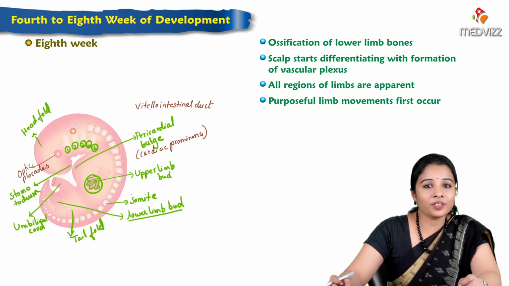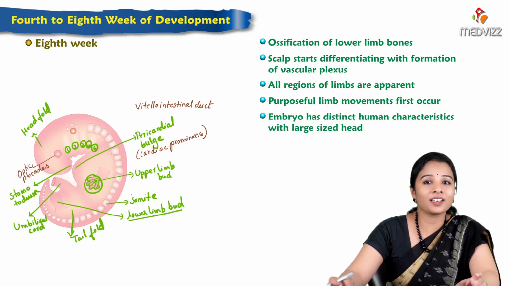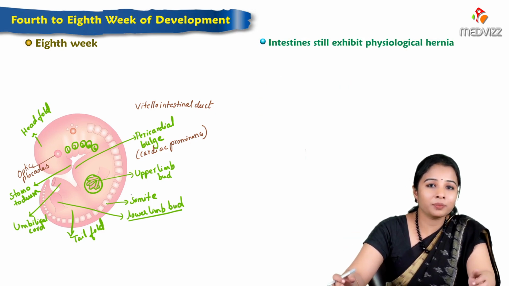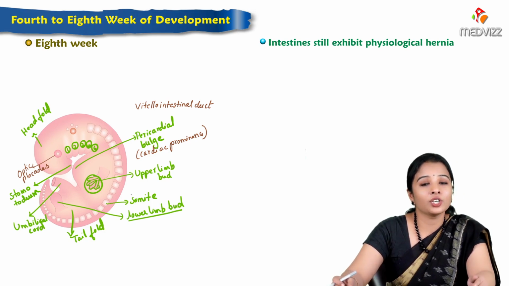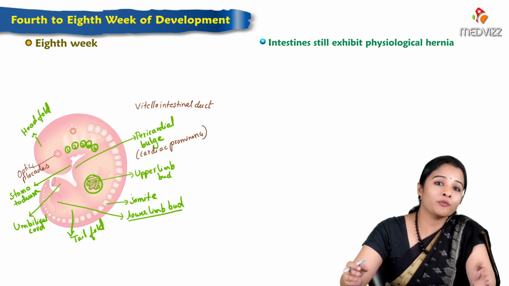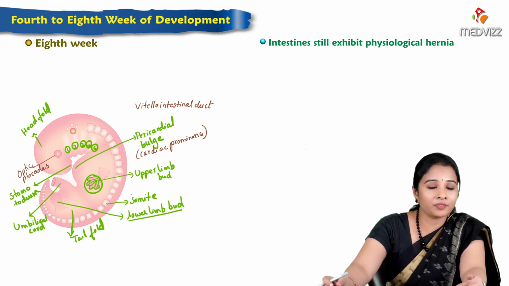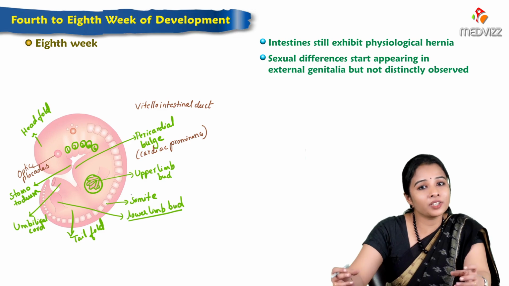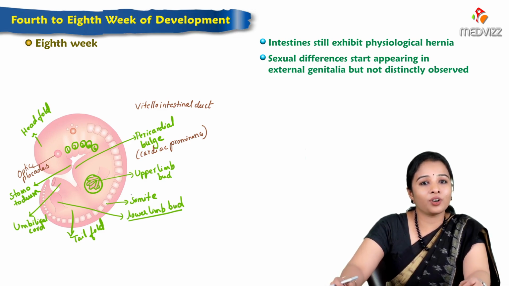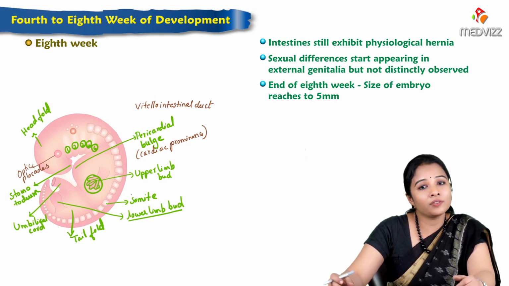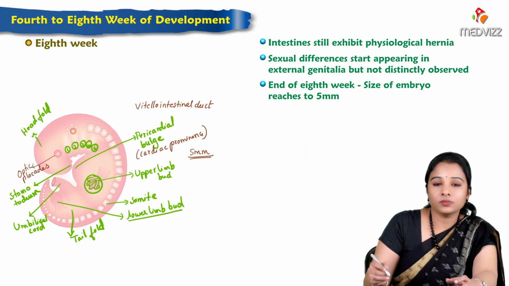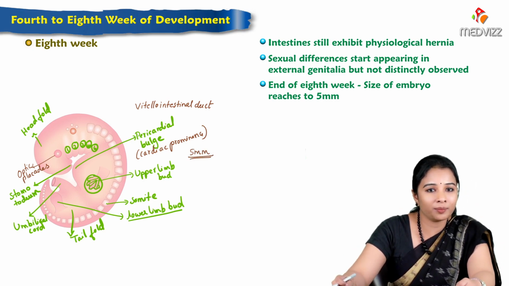And at the end of the 8th week, the embryo has distinct human characteristics with a large sized head. And the intestines still exhibit physiological hernia during the 8th week. So the physiological hernia happens from the 5th week to the 10th week of intrauterine life. And sexual differences start appearing, that is external genitalia, which are not distinctly observed, but can still start appearing during the 8th week of intrauterine life. And at the end of the 8th week, the size of the embryo reaches 5 mm, almost half a centimeter.